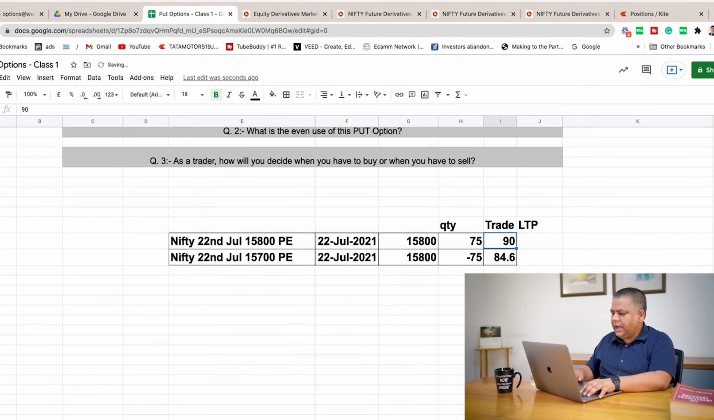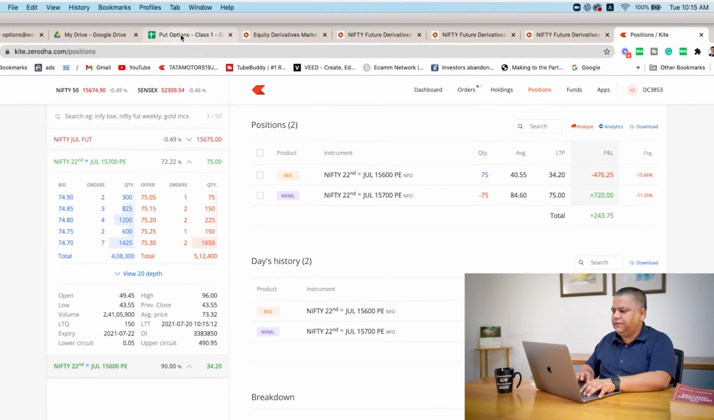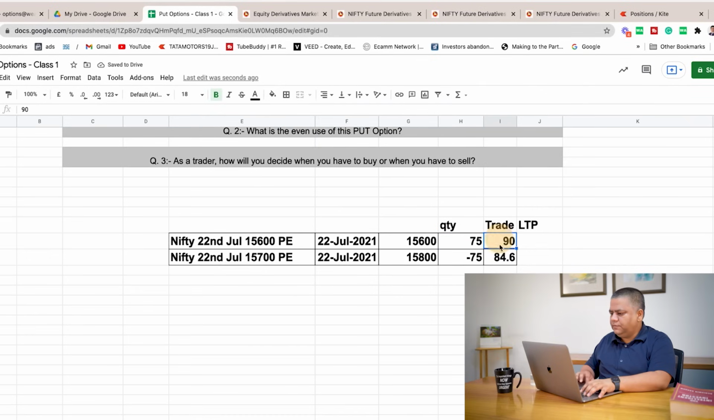84.60. And another one I have bought. Which one? 15,600. At what price have I bought? I have bought at 40 rupees 55 paisa. Now you see, something which you have sold, you will make a profit if it goes down.